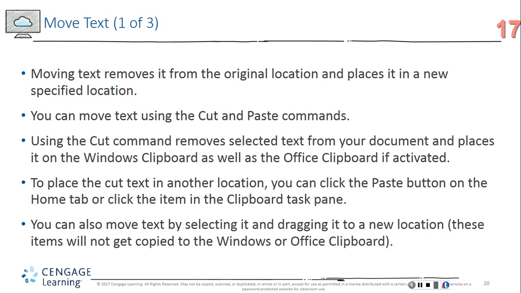Okay. If you use the cut command, that removes the selected text from your document and places it on the Windows clipboard as well as the Office clipboard if activated. To place the cut text in another location, you can click the paste button on the Home tab or click the item in the clipboard task pane. You can also move text by selecting it and dragging it to a new location. And as we mentioned earlier, those items will not get copied to the Windows or Office clipboard.